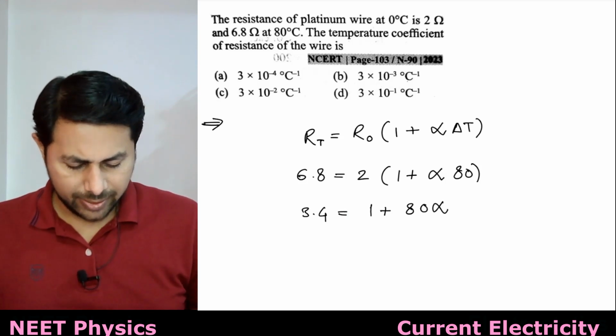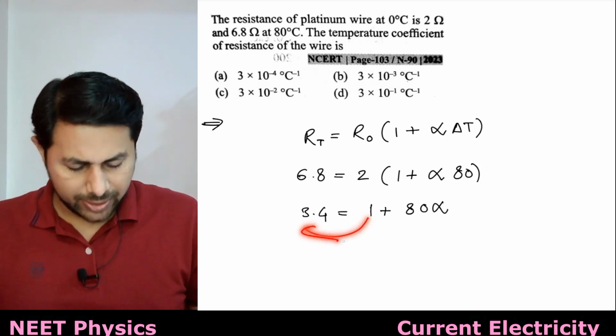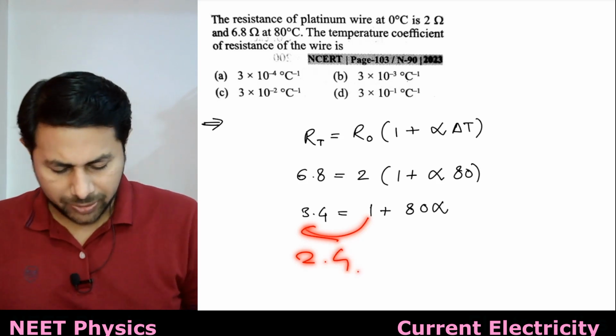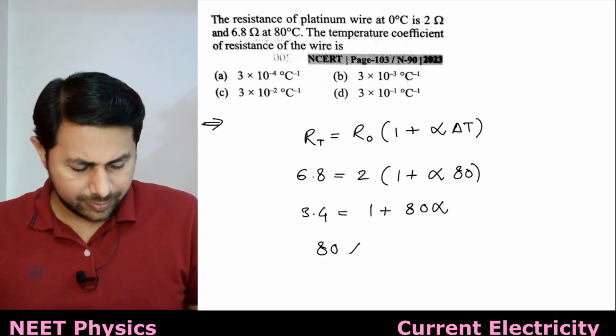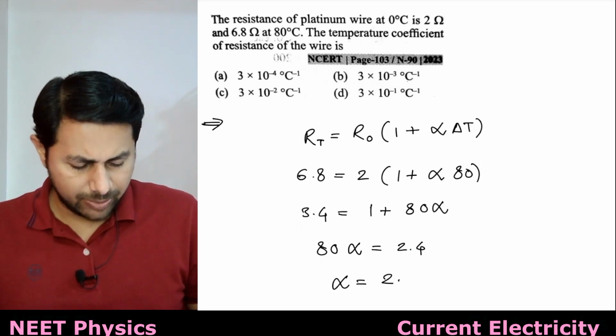Then it's very simple. Just move this 1 to this side, so it's 2.4. 2.4 is 80 alpha. And therefore what is alpha? It's 2.4 divided by 80.